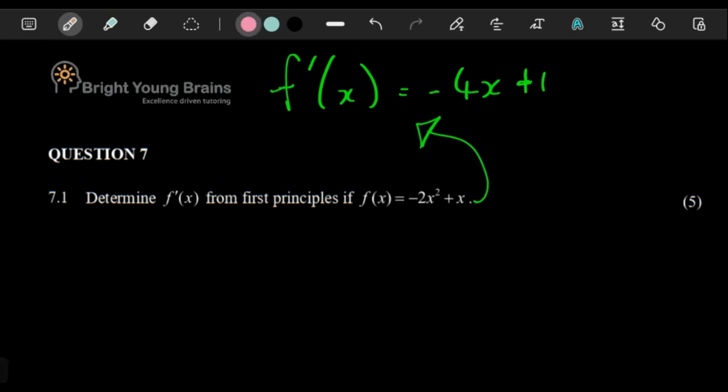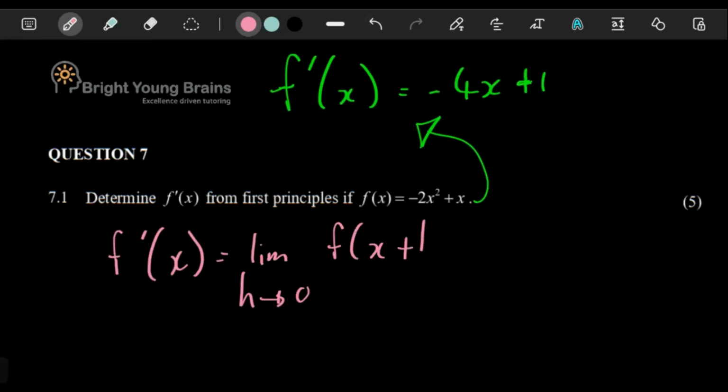So when you start, we know you have your formula. F prime is equal to the limit as h goes to 0 of f of x plus h minus f of x. Is this a plus or a minus?